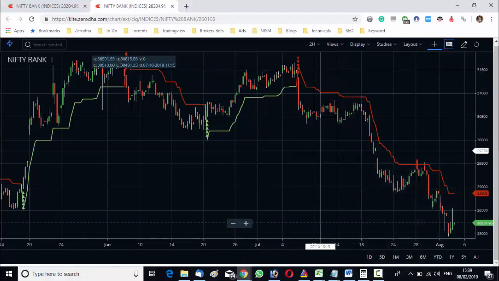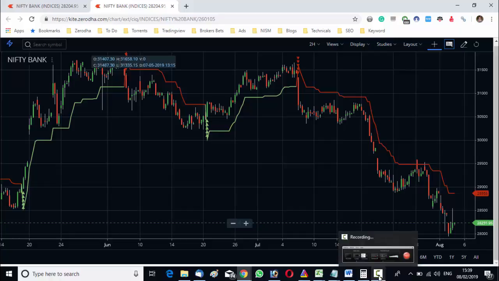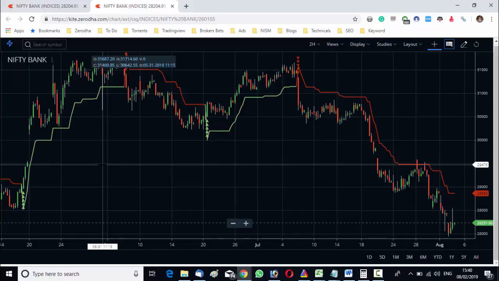So this is the power of Super Trend. You can mix and match Super Trend with other indicators also. There are other ways to trade the Super Trend also.